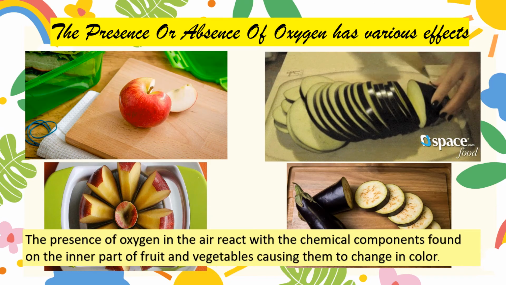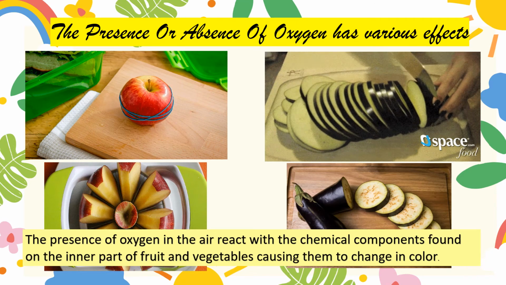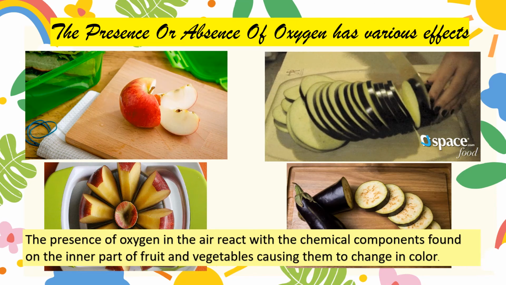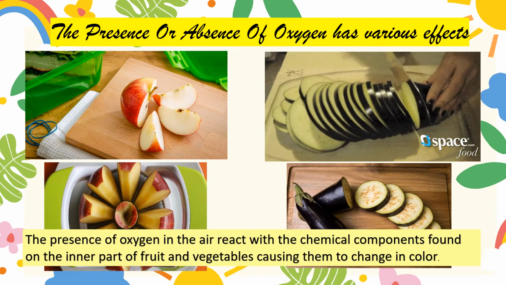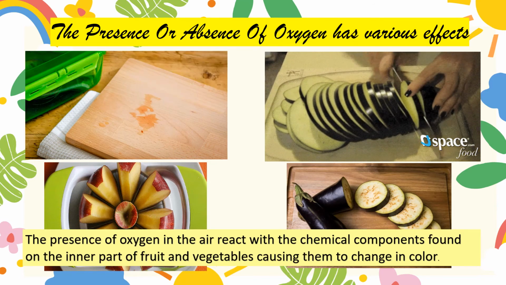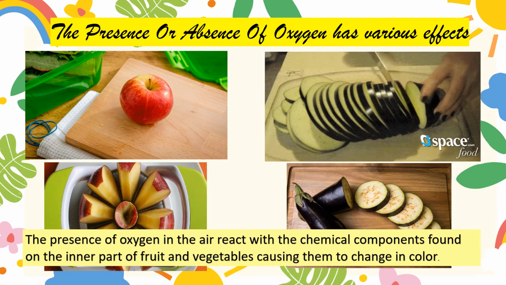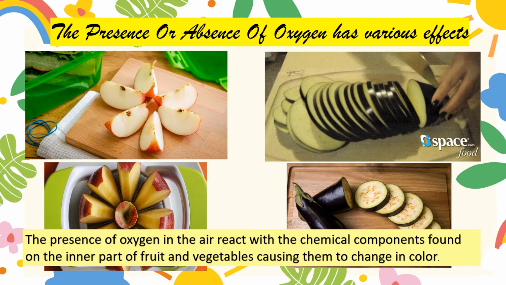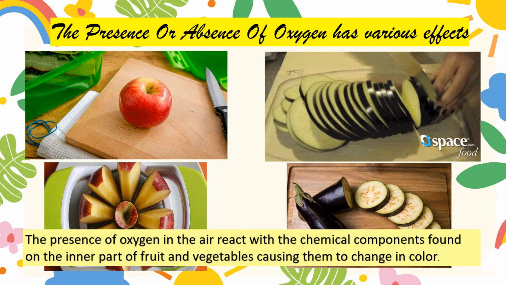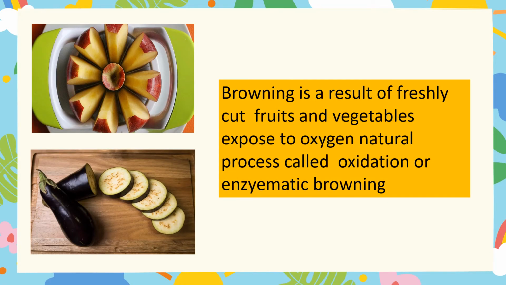The oxygen in the air reacts with the chemical components found on the inner part of the fruit and vegetable, causing them to change in color. So basically, the browning is a result of freshly cut fruits and vegetables exposed to oxygen, a natural process called oxidation or enzymatic browning.